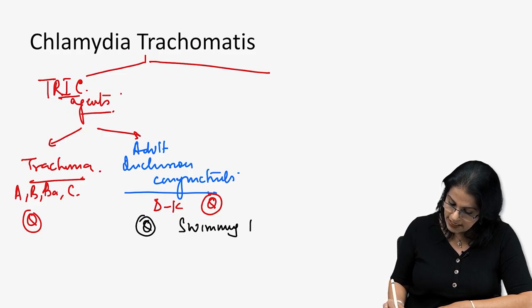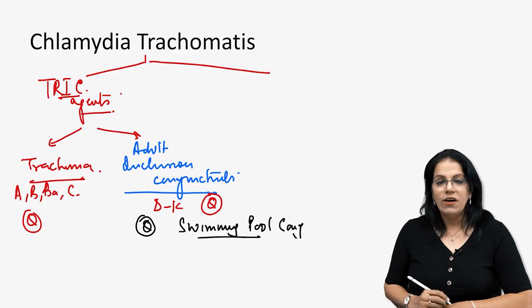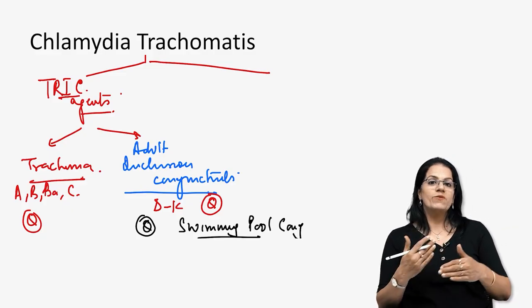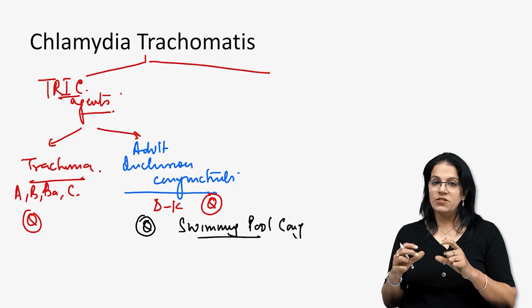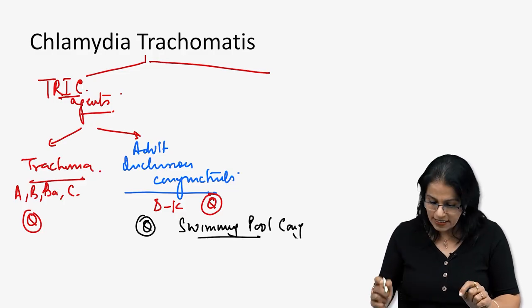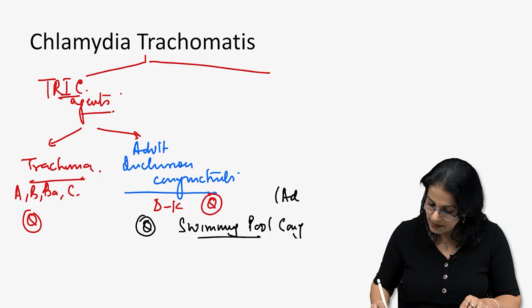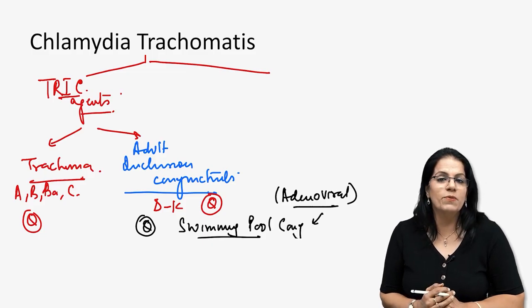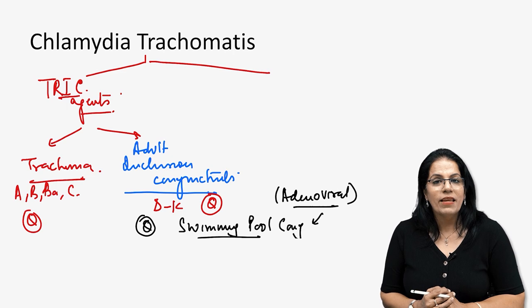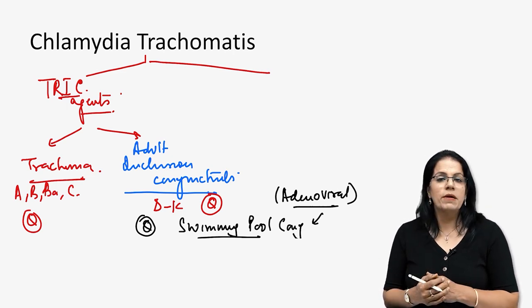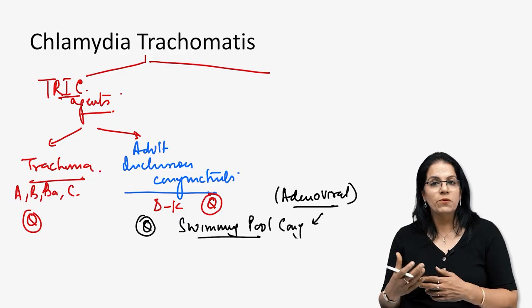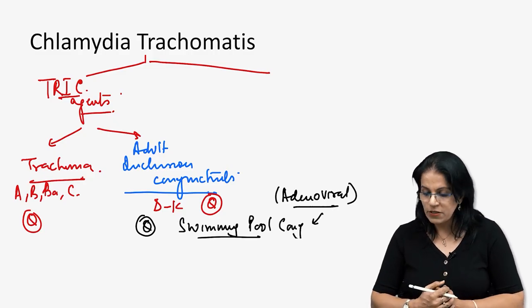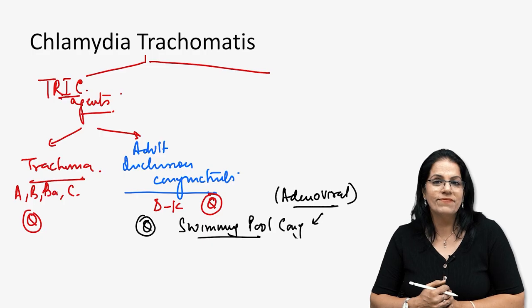Swimming pool conjunctivitis is also caused by another cause. This term is used in two conditions. One is D to K infection, second is adenoviral infections. We will remember this please, adenoviral infections. Then we also say this is another cause of swimming pool conjunctivitis. It is mainly through the swimming pool, when people use a common swimming pool and get infected because of the genital infections.